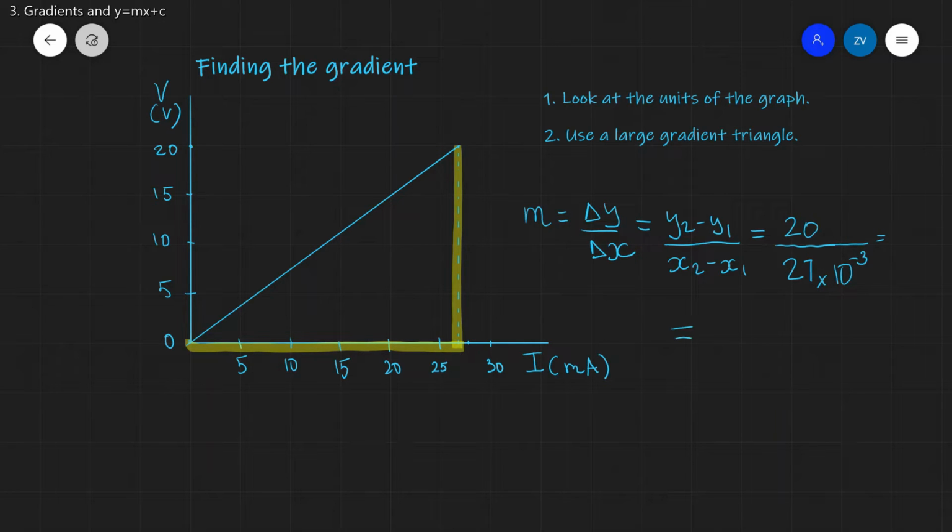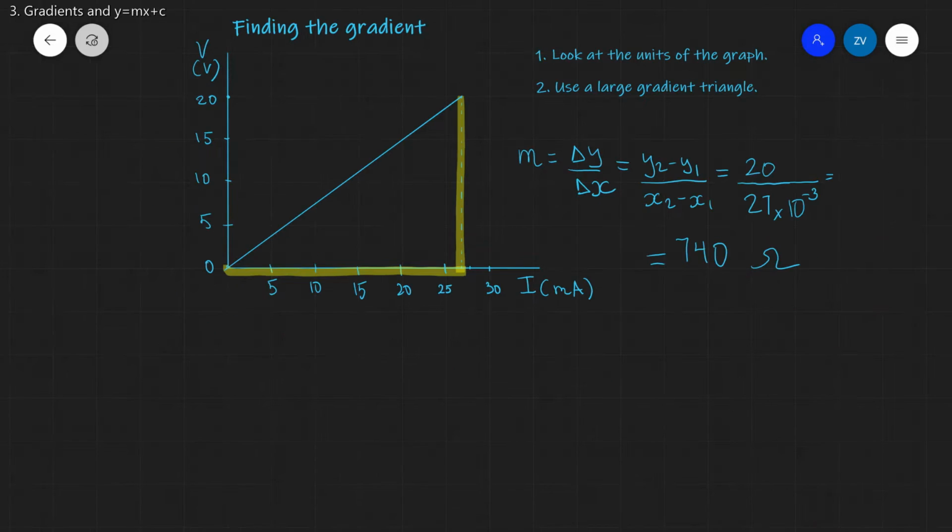When we put that into a calculator, we find approximately 740 ohms for our gradient. How did I know that the units of the gradient are equal to the units of resistance? Let's have a look. The equation that links voltage and current is Ohm's law, which is that V is equal to I, the current, multiplied by the resistance.